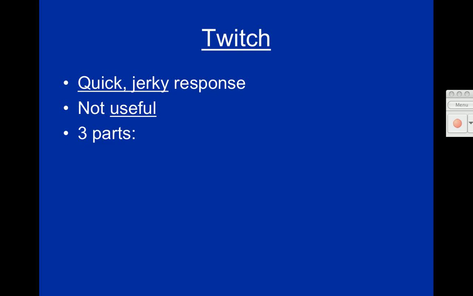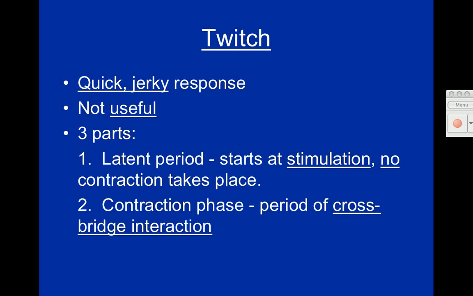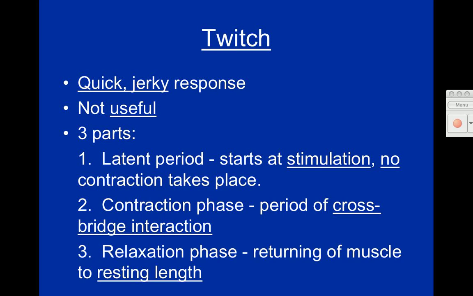There are 3 parts to a twitch. There is the latent period where we have stimulation happening, but we don't have any actual contraction taking place yet. All of those things that we've talked about, like the action potential traveling and the calcium getting released, are happening at that point. So we actually haven't started any filament sliding yet. The contraction phase is the period of cross-bridge interaction. And then the last one is the relaxation phase, which is where the muscle returns to its resting length.